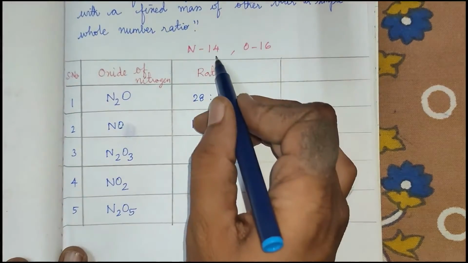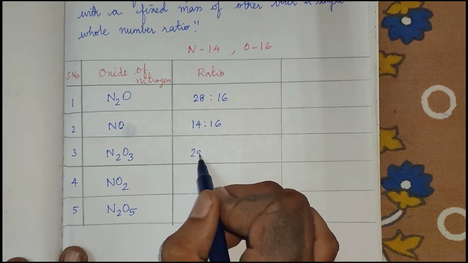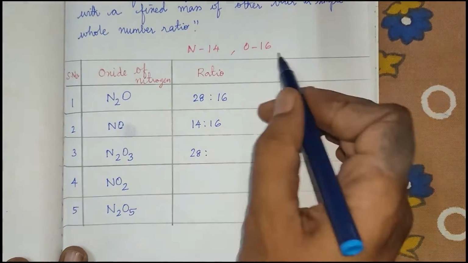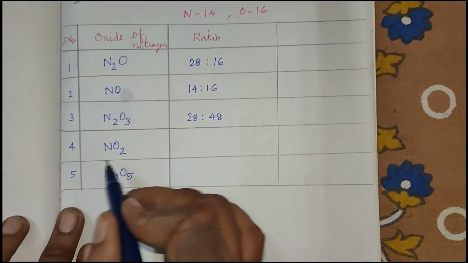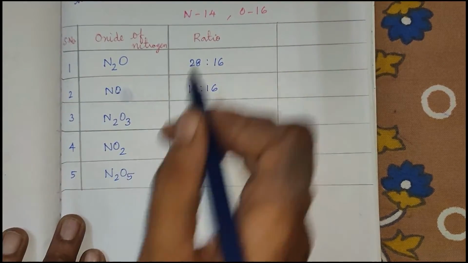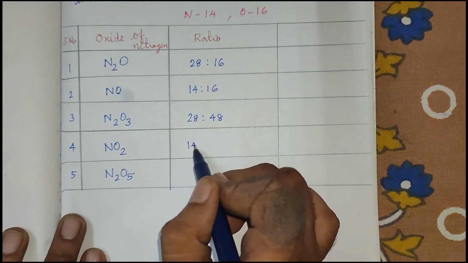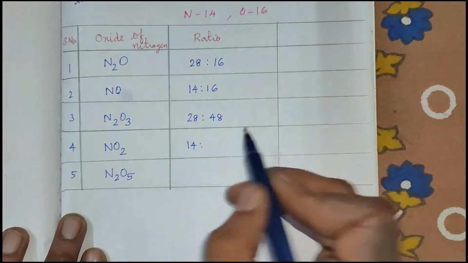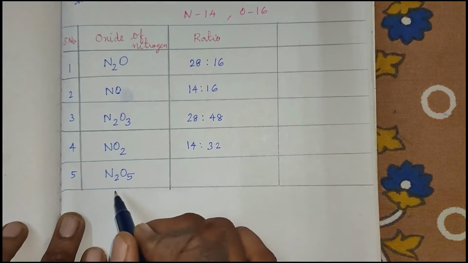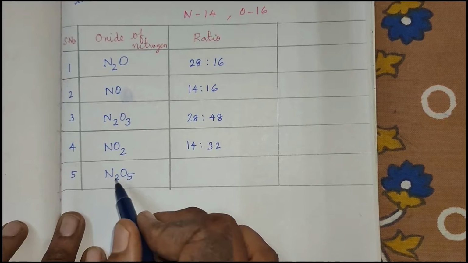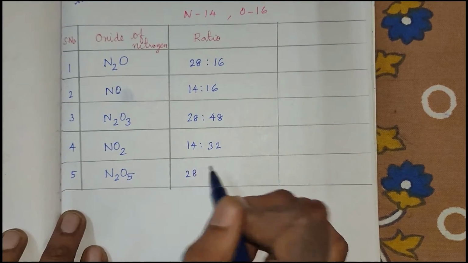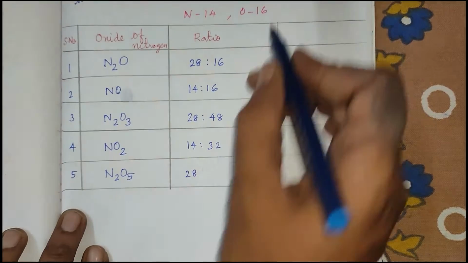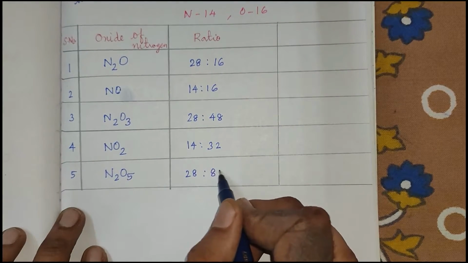In the third case you have 2 nitrogen, 2 into 14 is 28, and 3 oxygen, 3 into 16 is 48. In the fourth case you have 1 nitrogen and 2 oxygen. 1 nitrogen is 14, 2 oxygen, 2 into 16 is 32. And in the fifth case, N2O5, you have 2 nitrogen, 2 into 14 is 28, and 5 oxygen, so 5 into 16 is 80.